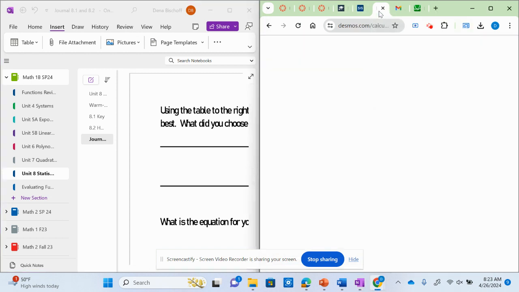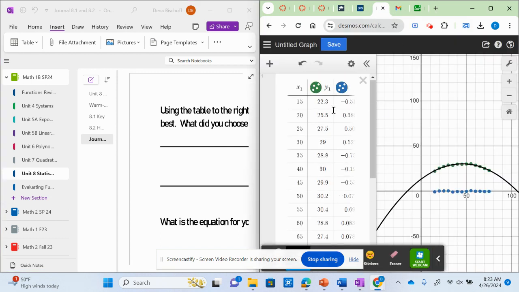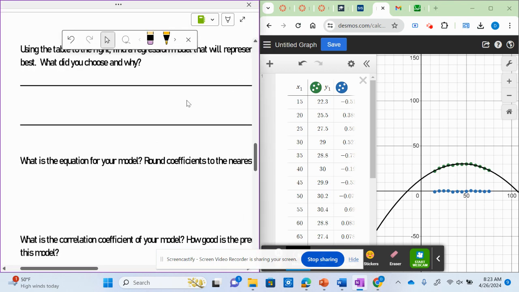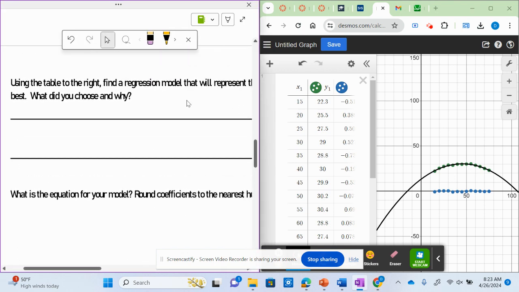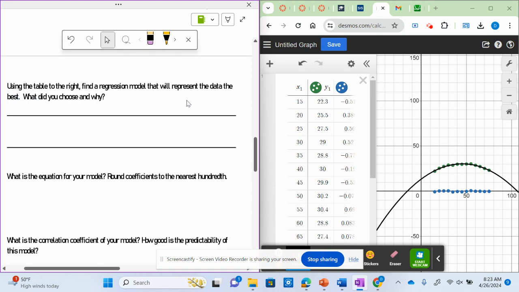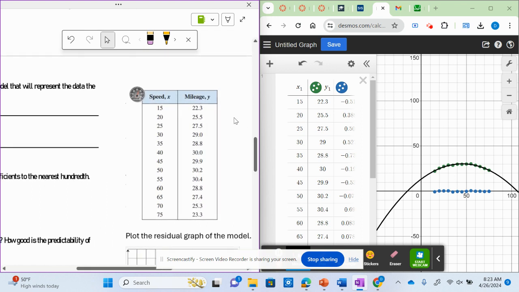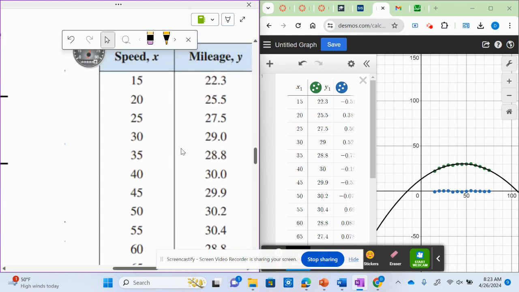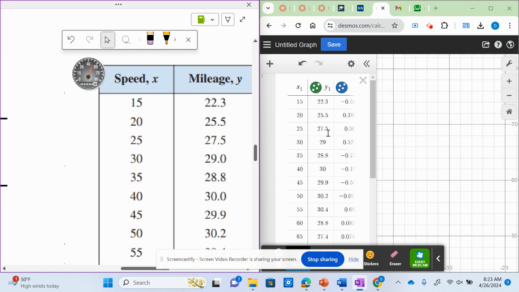So here it is. Here is my table right here. I've already input all the data. It says, using the table at the right, find a regression model that will represent the data best. What did you choose and why? So the first thing that we're going to do is just look at the table. What regression model would you choose and why?